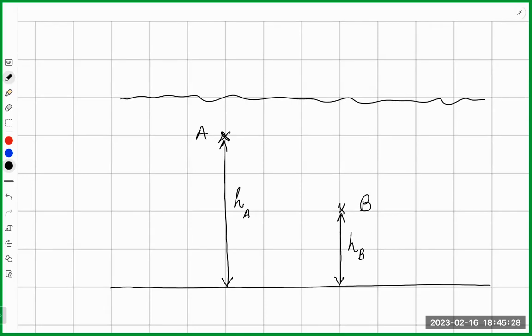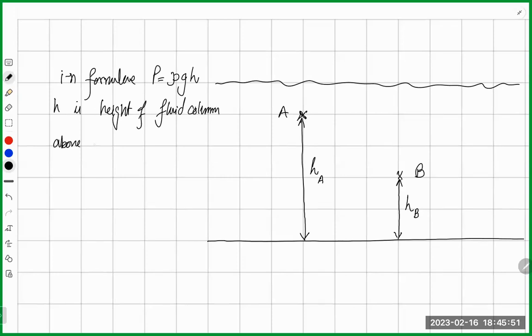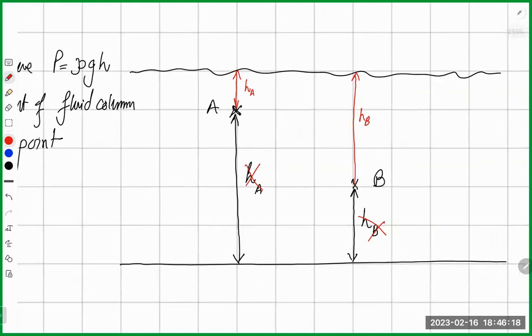The answer is the height in the formula pressure equals rho G H, H is the height of the fluid column above the point. So actually, this is the height that we talk about. This will be the height of A, not this one. This will be the height of B, not this one. That's why B will have a higher column of fluid on the top. So B will have more pressure than A.